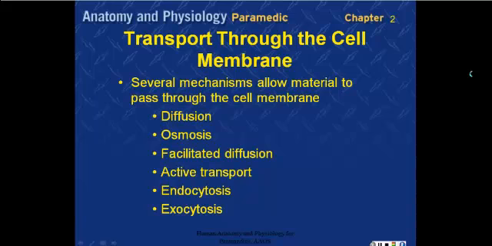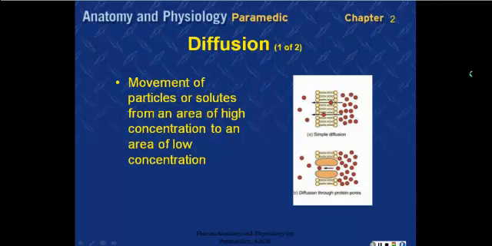There are several ways in which materials can be transported across each cell membrane. We'll discuss a few of the mechanisms here. The main mechanisms for transport across the cell membrane are diffusion, osmosis, facilitated diffusion, active transport, endocytosis, and exocytosis. Let's talk about diffusion first.